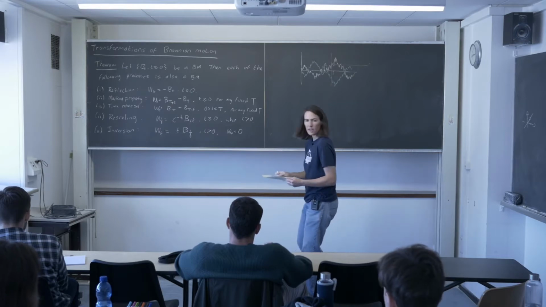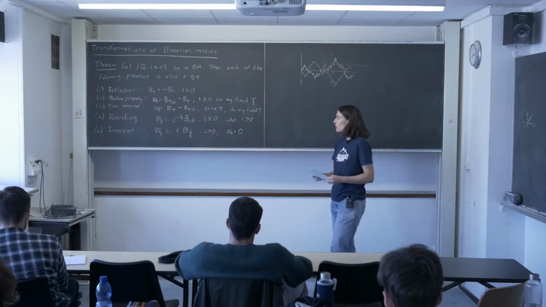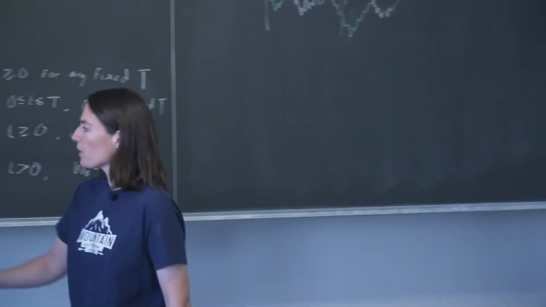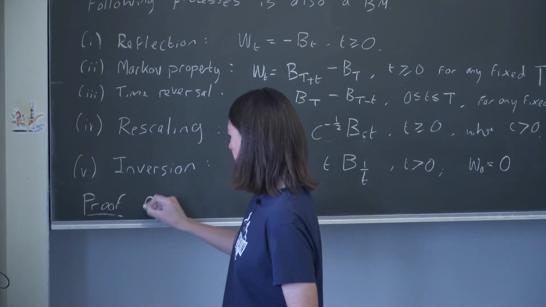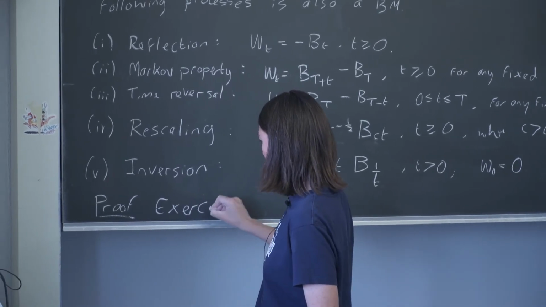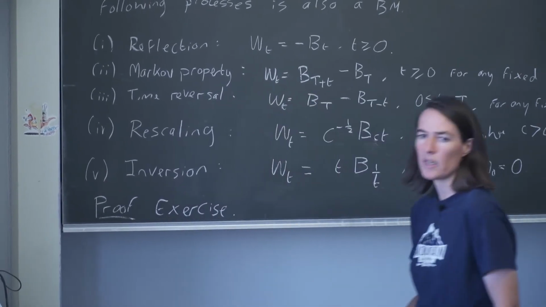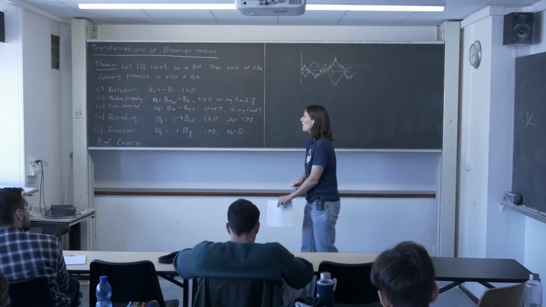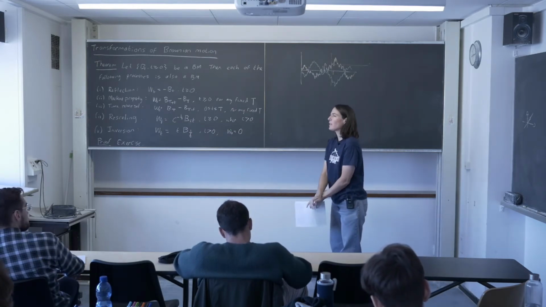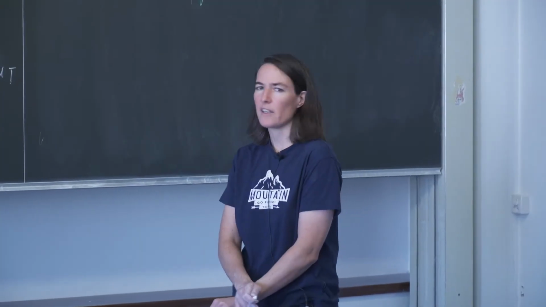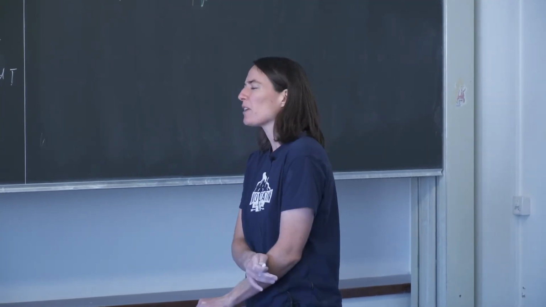Okay, so any questions about those transformations? So the proof of this theorem is an exercise. This is again on next week's exercise sheet. And the only hint I'll give you is choose which definition of Brownian motion to work with carefully. If you choose the wrong definition, you make life harder for yourself.